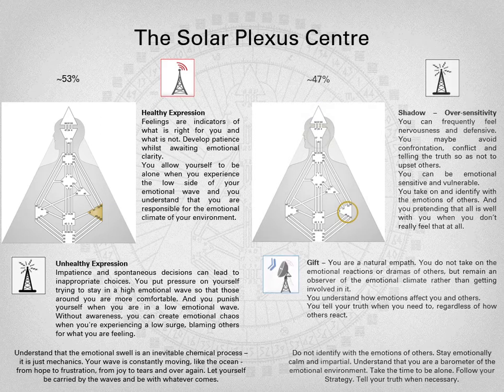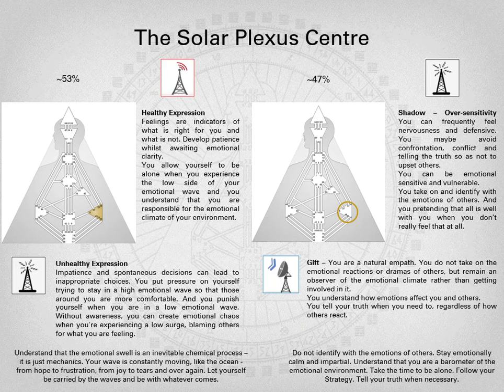The shadow of the open centre is oversensitivity. You can frequently feel nervous and defensive. You maybe avoid confrontation, conflict, and telling the truth so as not to upset others. You can be emotionally sensitive and vulnerable. You take on and identify with the emotions of others, and you pretend that all is well with you when it really isn't, and you don't feel that at all.